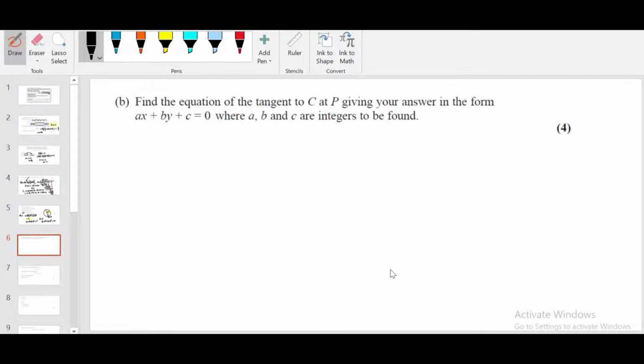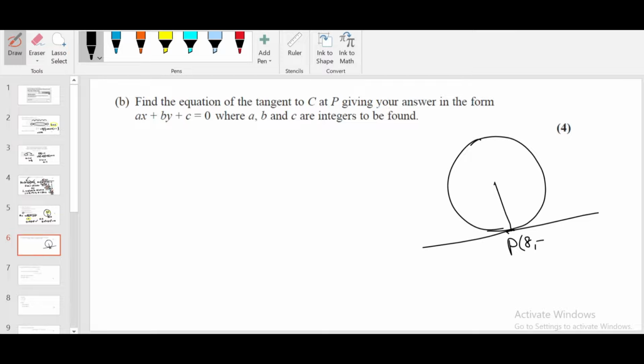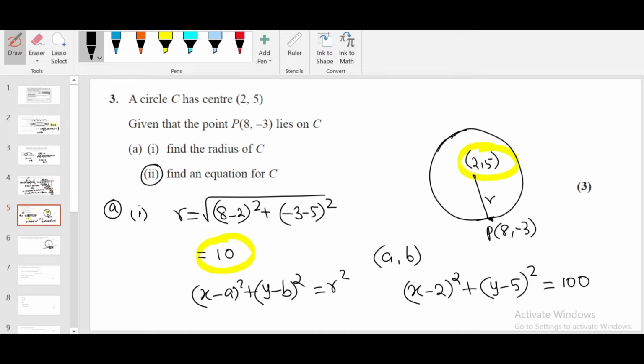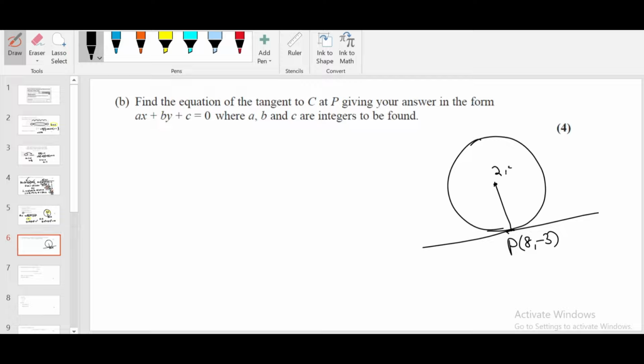Find the equation of the tangent at P. You have a circle and this is radius P. They want you to find the equation of this tangent where the point P is given as 8, negative 3 and the center is 2, 5. So to find the equation of the tangent, first find the slope of the radius. y2 minus y1 divided by x2 minus x1. We get 8 over negative 6, which is negative 4 over 3.